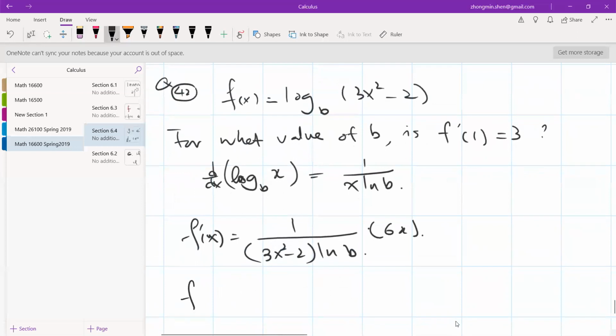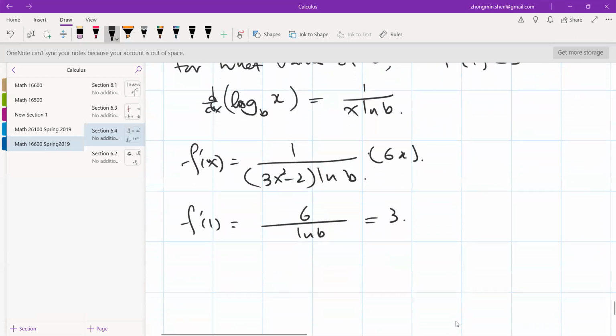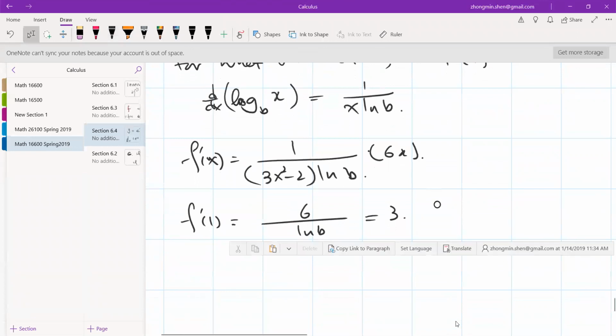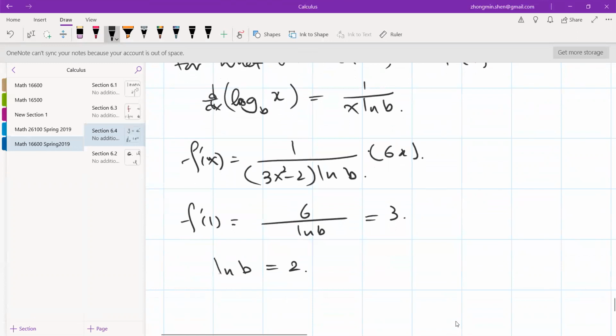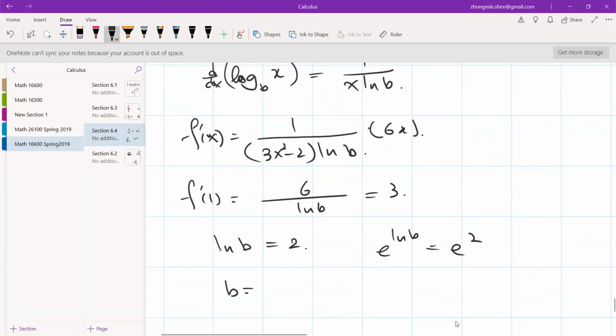Yeah, this is the derivative. Then you evaluate at 1. You get 6 over 3 minus 2 times natural log of b. That's the value, and this is supposed to equal 3. Then from here, you find out natural log of b equals 2. Then how to solve for b? You just put an e under that. Then you will get b equals e squared.